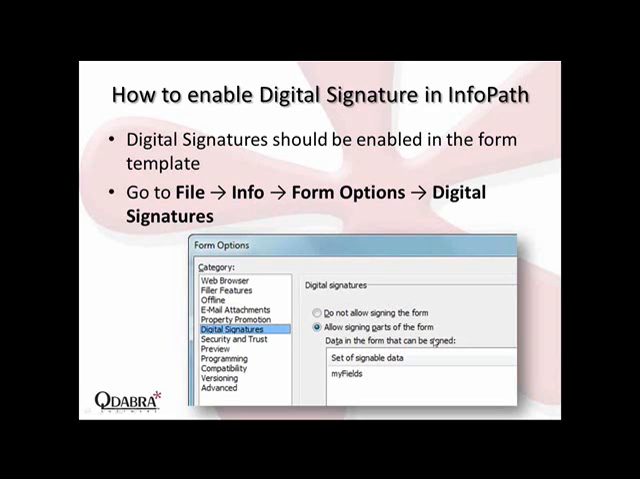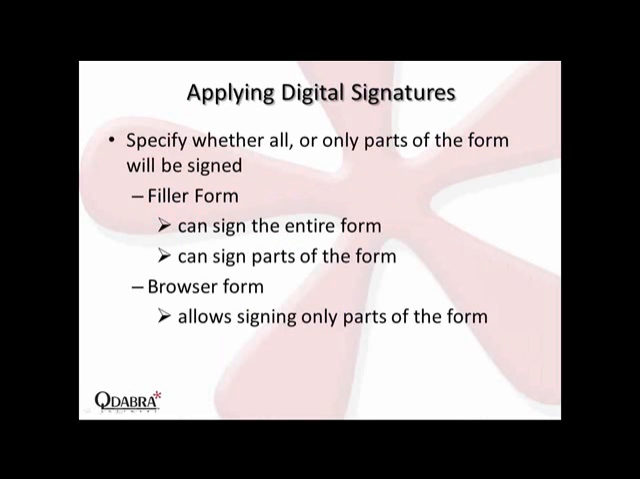And you may be wondering why InfoPath is only allowing to sign parts of the form and not the entire form. It's because when applying digital signatures, InfoPath lets you decide to specify whether all or only parts of the form will be signed. And these options depend on the type of the form you're using. For example, if you're using a filler form, you have two options. You can sign the entire form, and you can also sign parts of the form. So those two options are available for you if you're using a filler form.